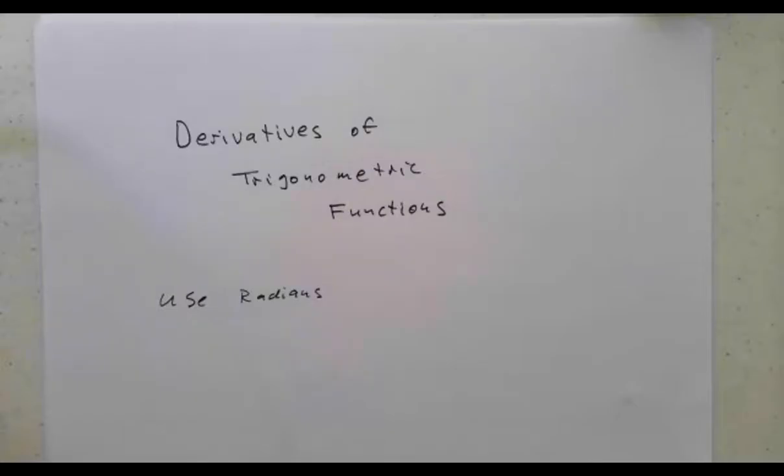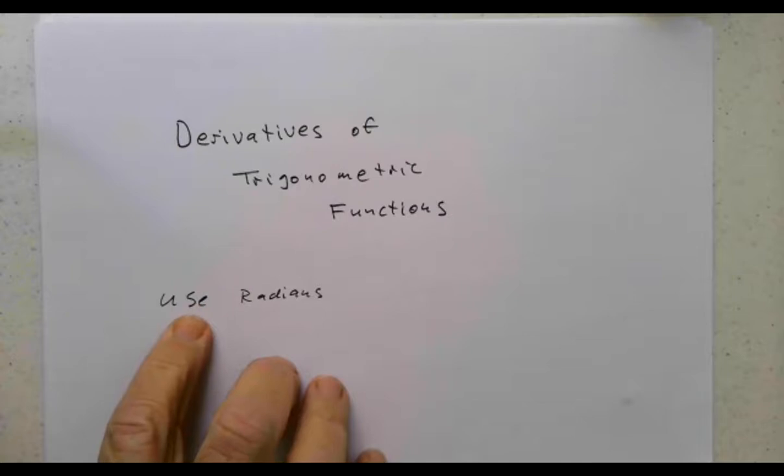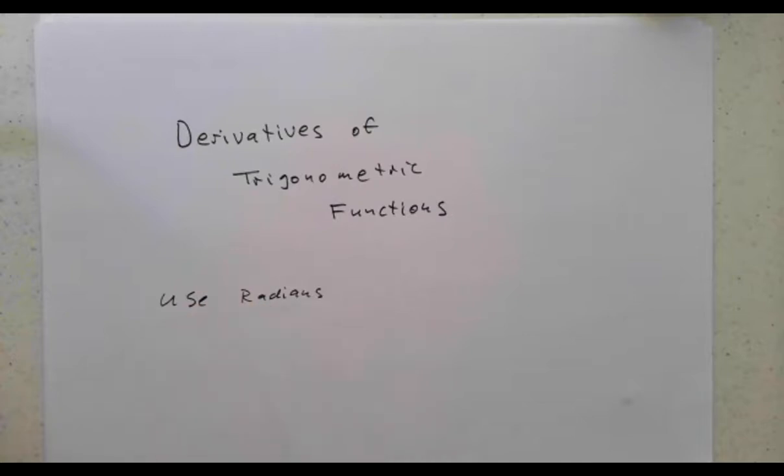This lesson is on the derivatives of trigonometric functions, functions like sine, cosine, and tangent. But throughout this lesson, please keep in mind that I'm always using radians. Radians are the unit we must use to talk about the calculus of these various functions. But let me remind you of the graphs of these functions.